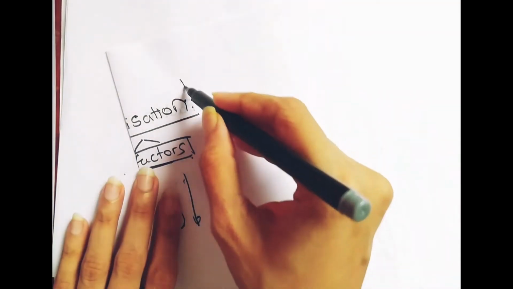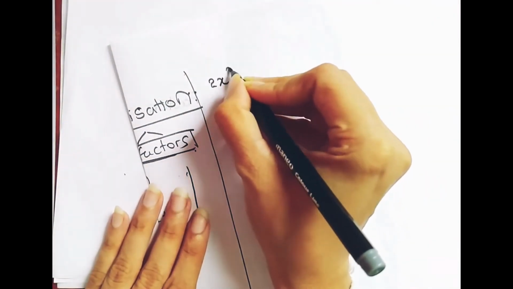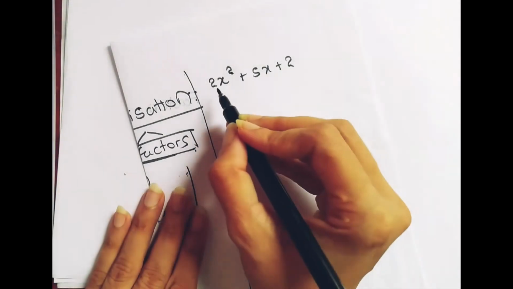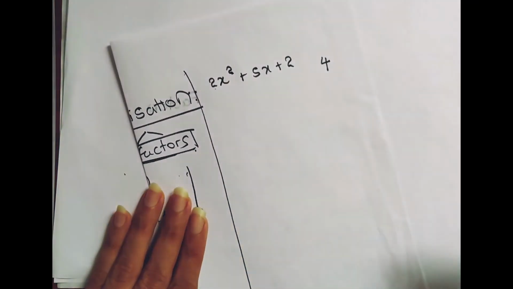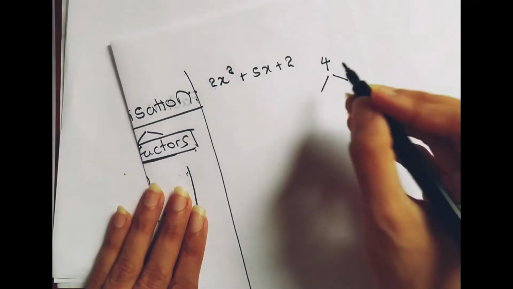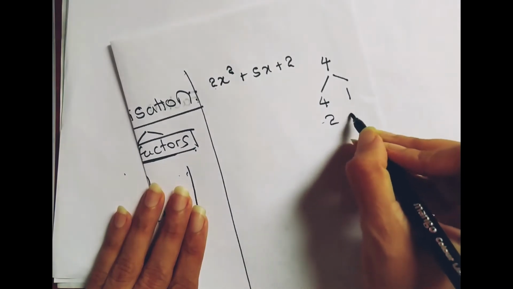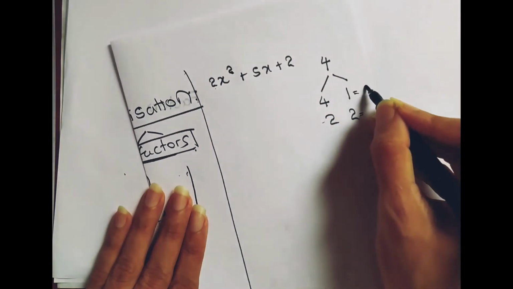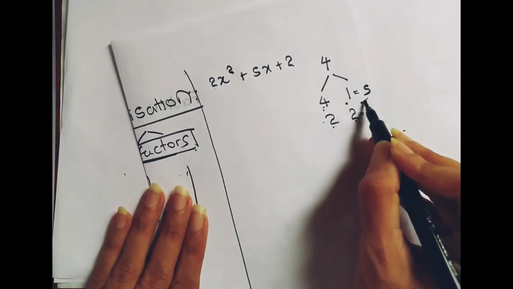Now we'll see how we are going to do it with a coefficient of x squared: 2x squared plus 5x plus 2. So now 2 into 2, it is 4. And I'm going to find the factors of 4. Here this is 4 times 1, 2 times 2. Now which will make 5 when you add? 4 plus 1, 5. 2 plus 2, 4. So these are the two numbers that will make 5.